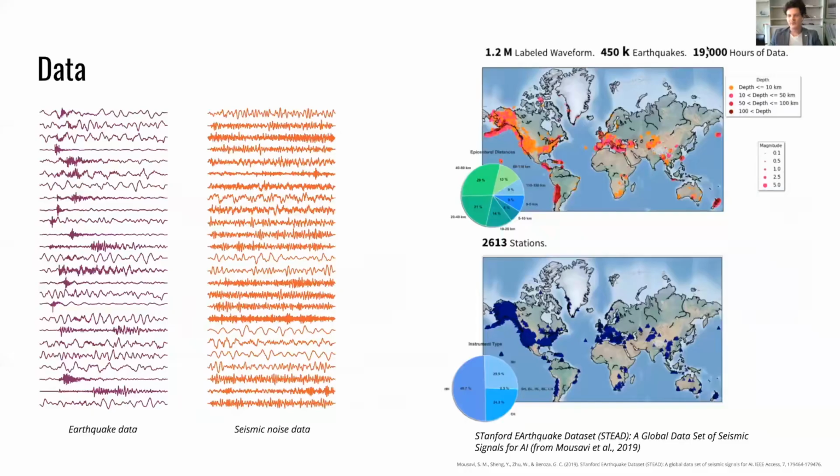Well, to answer this, first let's review what kind of data we use. We use the Stanford earthquake dataset, a global dataset of seismic signals for AI, which contains a large amount of seismic data, earthquakes recorded, and a large amount of seismic noise data, meaning just whatever was recorded at the station when there were no earthquakes. This dataset is rather large. It contains 1.2 million labeled waveforms.